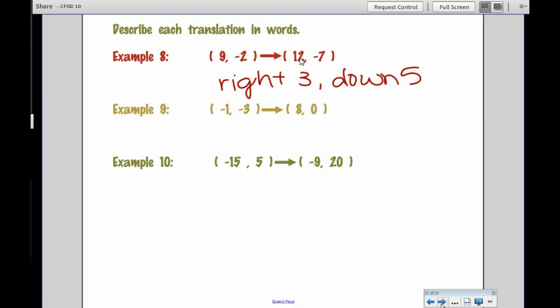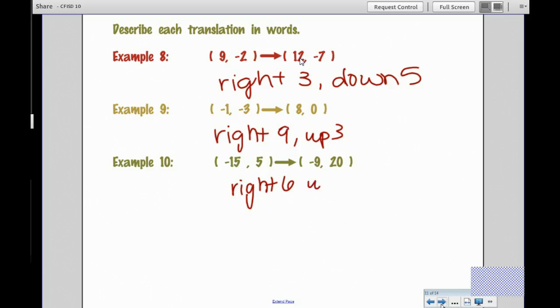Right 9 and up 3. Good. Right 6 and up 15. See, I made it a tiny bit harder, didn't I? Wasn't that a tiny bit harder? I tried. Okay, that's the best I could do.